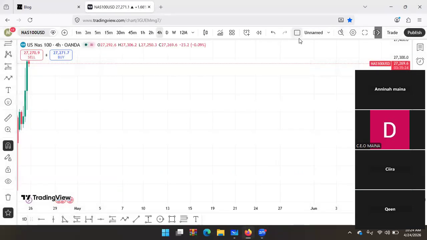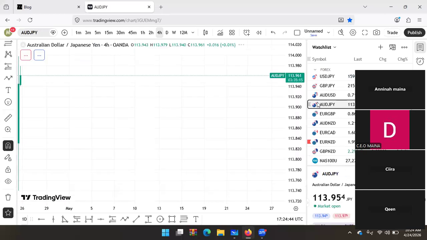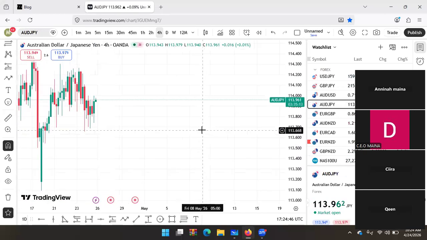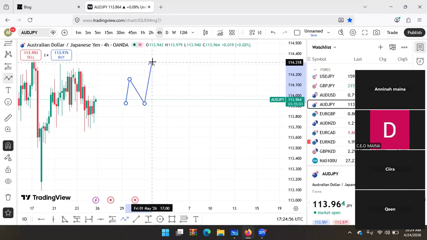Let's use a pair. For the NAS 100, it doesn't have a good presentation. So let's use AUDJPY. Yes. So for this one, what did we say? We have to have a head, a shoulder, a head, and another shoulder.